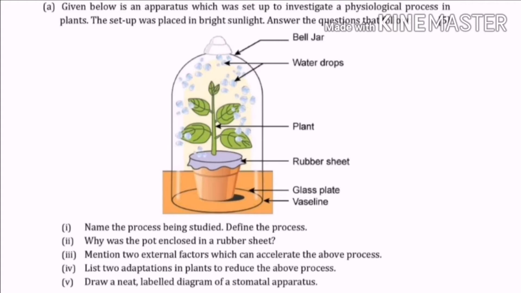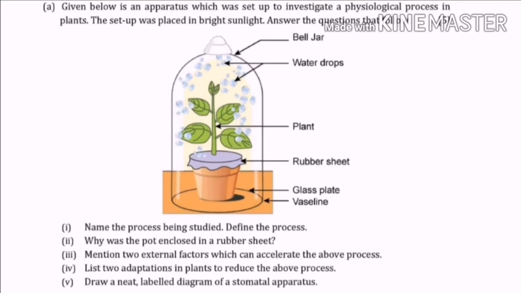The first question that is asked is, name the process being studied and define the process. The answer to this question is, transpiration is the process being studied here. And what is the definition? We define transpiration as the evaporative loss of excessive water from the aerial parts, which are mainly leaves and stems of the plant, usually through special structures called stomata.